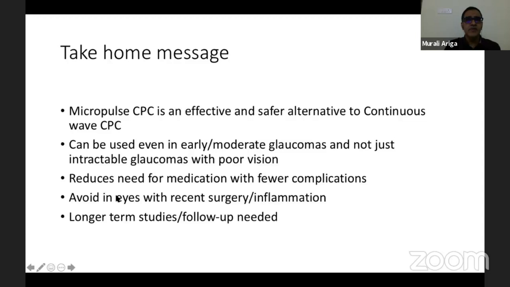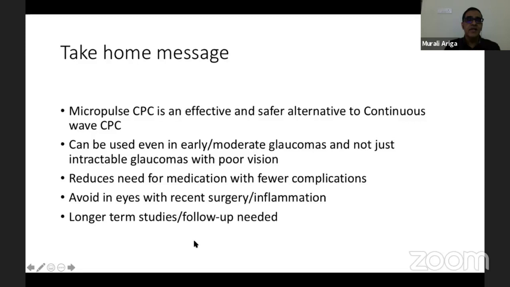The take-home message from my talk today is very brief. Micropulse cyclophotocoagulation is an effective and safe alternative to the continuous wave CPC which we used in the past. It can be used even in early and moderate glaucomas and not just intractable glaucomas. Patients with fair to good vision have been treated in our series. It definitely reduces the need for medication with fewer complications. Avoid it in eyes with recent surgery and inflammation.